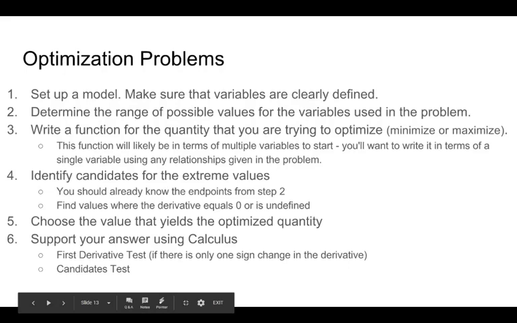The important thing about step number 6 here is we support our answer using calculus. So we're using something like the first derivative test. I didn't put it on here, but you could use the second derivative test if you wanted. But remember, the second derivative test gives what kind of extrema? Local. So if we use the second derivative test, you'd have to be very convincing that it's also a global extreme value too. So the candidates test is usually the one that we use for global extrema, but there are some situations, like yesterday's problem, where the first derivative test works.